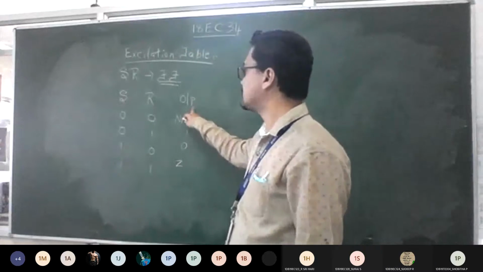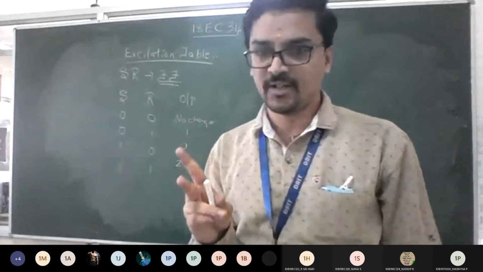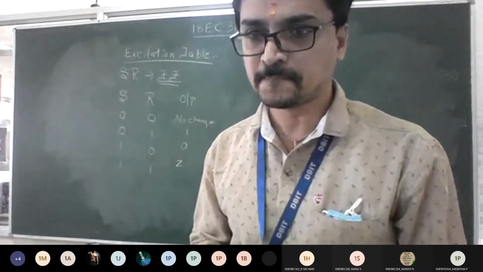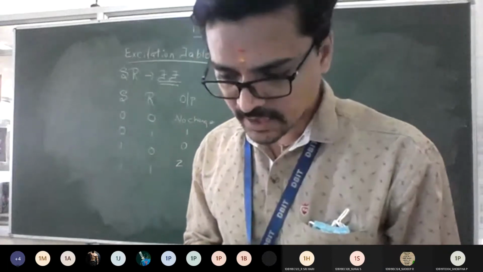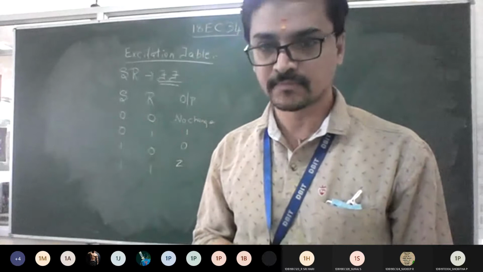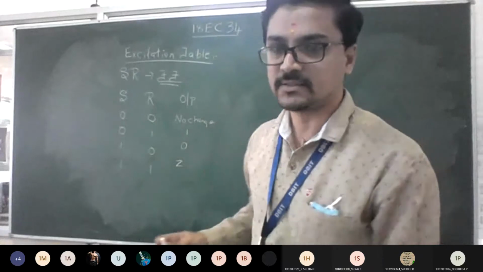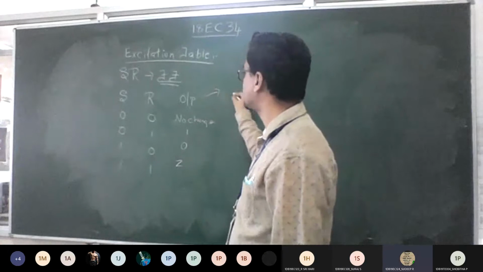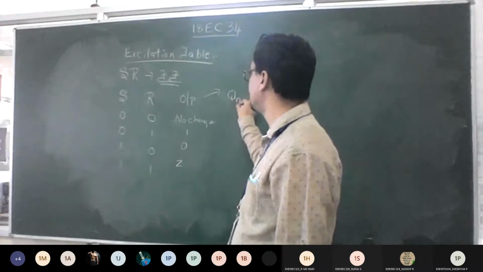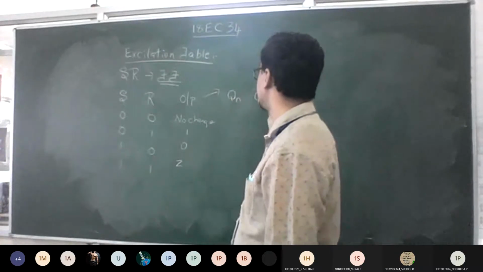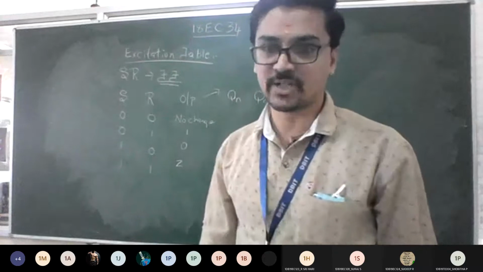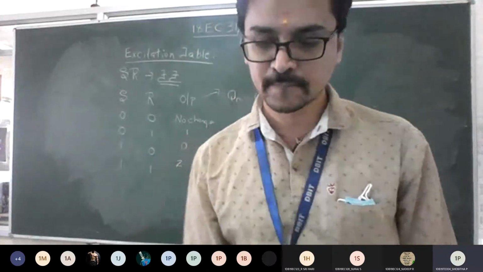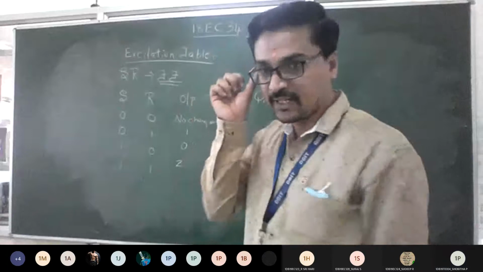So whenever you consider output, you will have two states, right? One is Qn, one is Qn plus 1. Agree? Whenever I say output, output is of two parts. One is the present state Qn, one more is the next state Qn plus 1. Yes or no? Yes, sir. Okay.